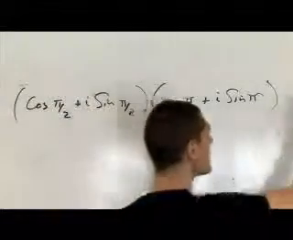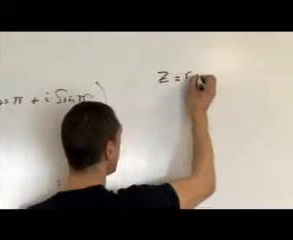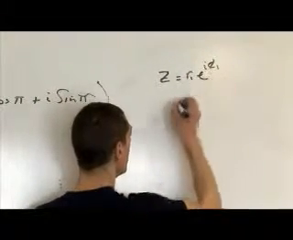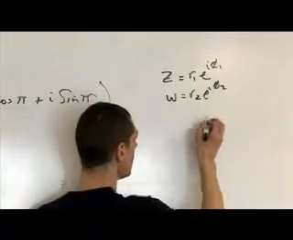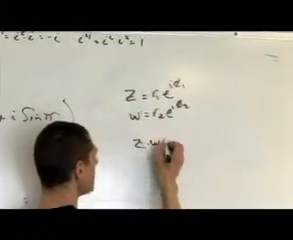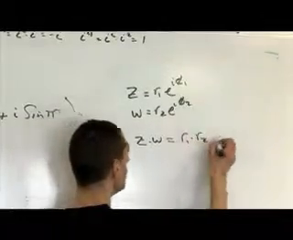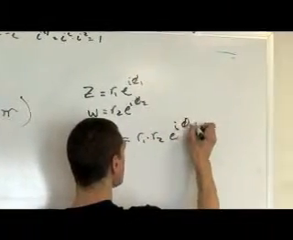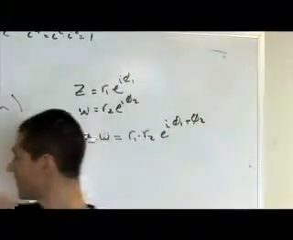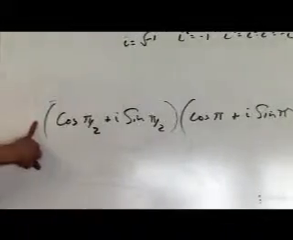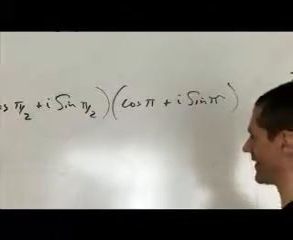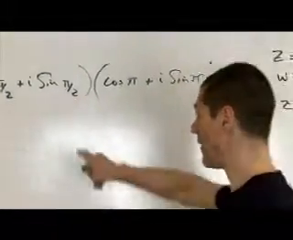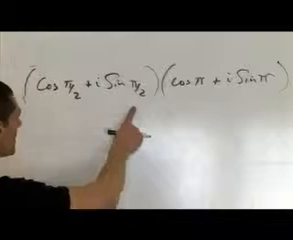Remember, if z is equal to r1 e to the i theta 1, and w is equal to r2 e to the i theta 2, we figured out that z times w is r1 times r2 e to the i (theta 1 plus theta 2). Well, if this is in polar form, where's the r? It's just 1. Basically, these are on the unit circle. Can you tell me why they're on the unit circle? Well, what's the modulus?